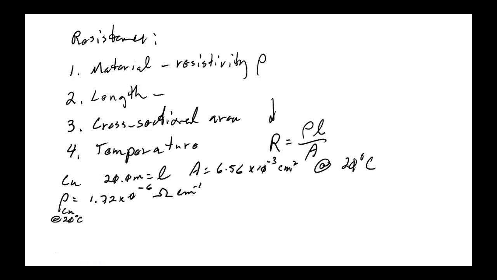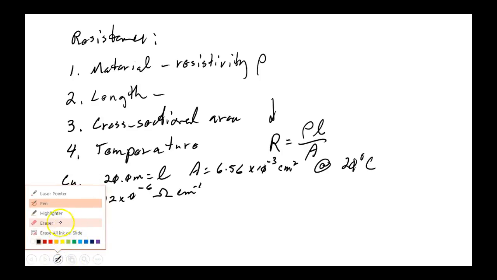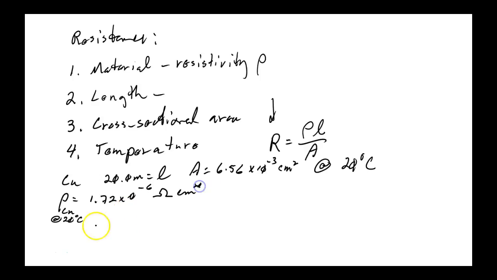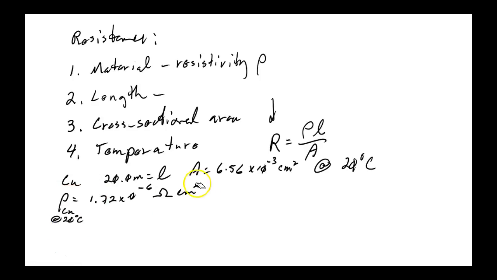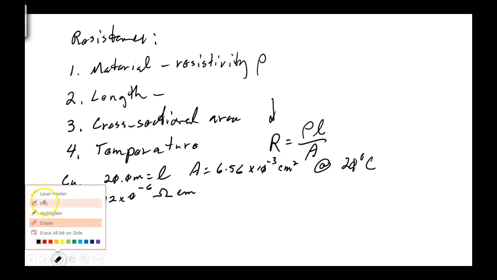Okay? It says resistivity is the resistance per unit length of a material. It's the resistance of a unit length, not per unit length. They said the word wrong. Okay? So, my eraser's not erasing. There it goes. Okay, it is ohm centimeter.